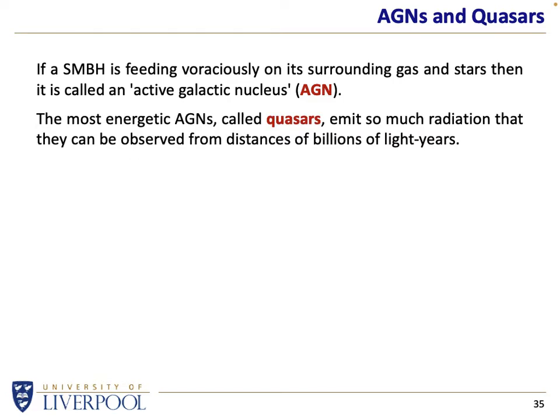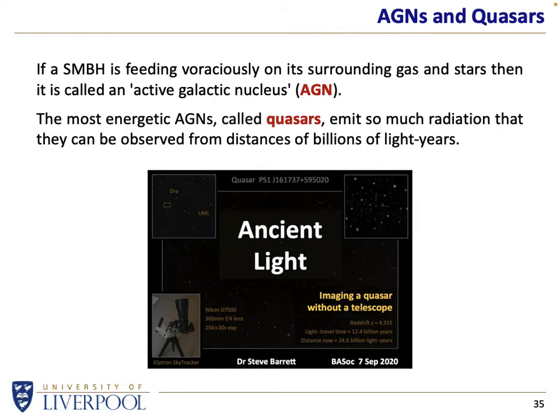But the most energetic active galactic nuclei are called quasars, and these emit so much radiation that they can be seen from absolutely enormous distances. During the lockdown, when I had very little else to do in 2020, I decided to see whether it was worth trying to image one of these quasars. I knew they were out there, and I knew they could be seen with telescopes. Is it possible to actually capture the light from one of these quasars on the other side of the observable universe, but without using a telescope? So I decided to give that a crack, and spoiler alert, yes, it is possible.